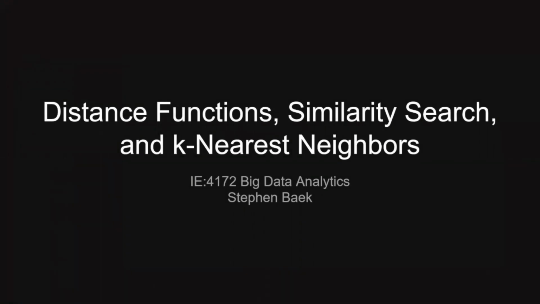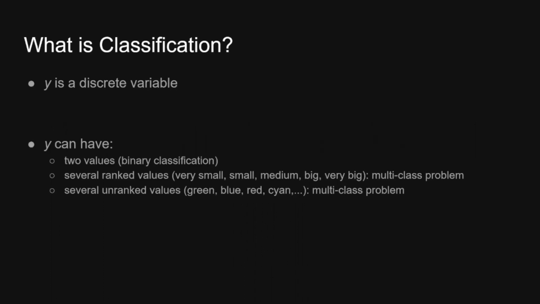So we're now in chapter 4, distance function and similarity search. The reason why we're discussing this is that one of the really important notions in data science is the notion of distance. Distance allows you to compare two different objects.